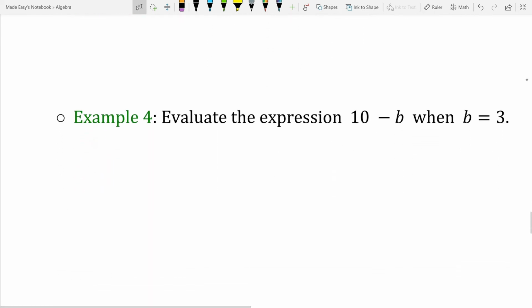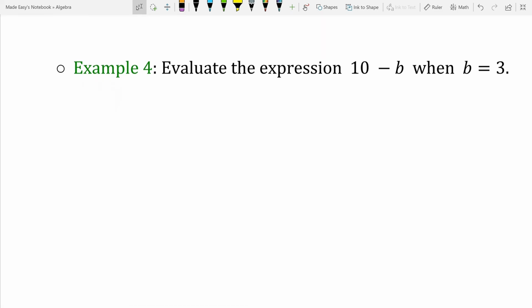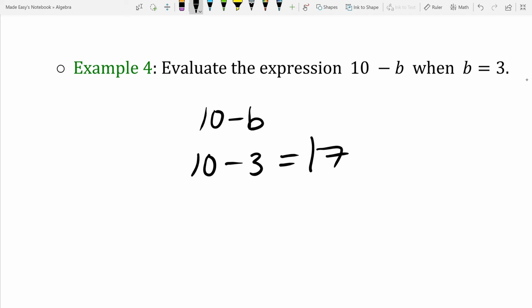Example 4. Evaluate the expression 10 minus b when b equals 3. So again, I'm going to write my expression 10 minus b. Then I'm going to rewrite it again, except this time I'm going to replace my b with 3. 10 minus 3 equals 7. And I like to just box my answers. So when we evaluate the expression 10 minus b when b equals 3, we get 7.